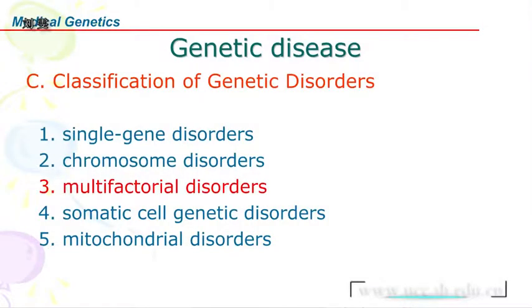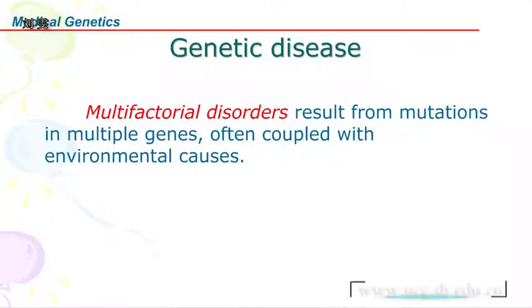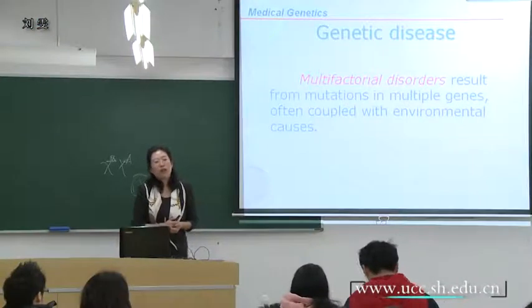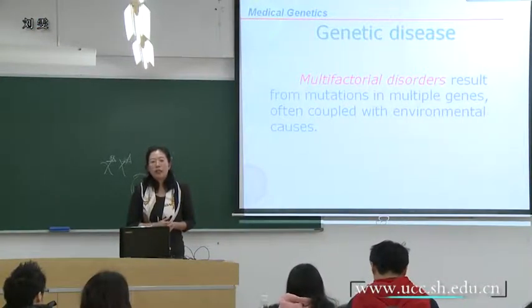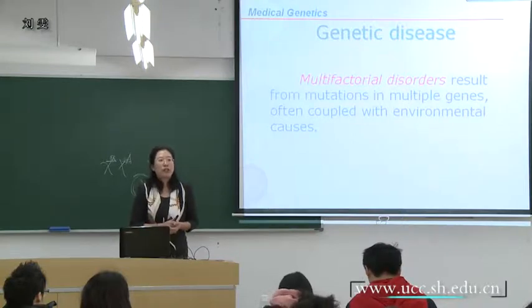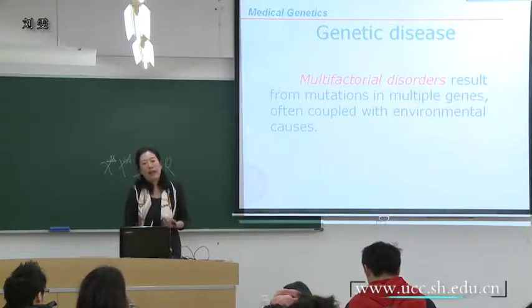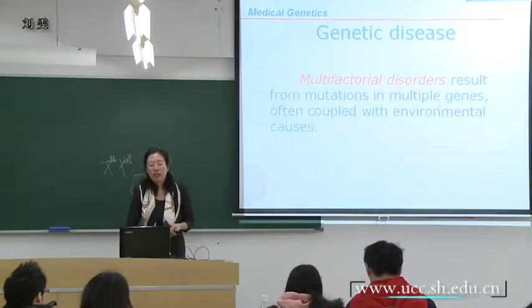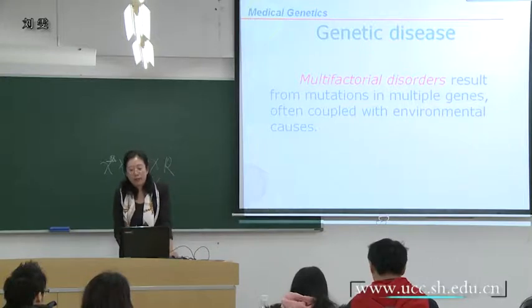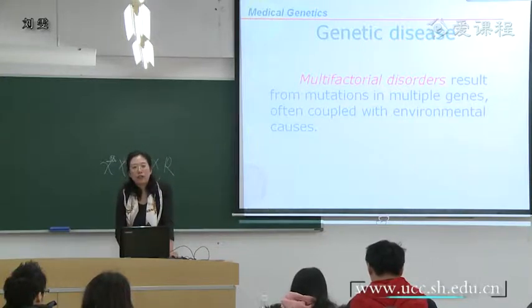Multifactorial disorders are caused by both gene and environmental factors. In the beginning of the class, I showed a picture of conjoined twins and rickets. They are all because of this reason, and other defects like cleft lip and spina bifida are all because of this reason. Environmental factors changed the key genes of development.